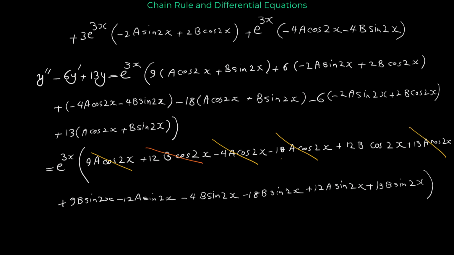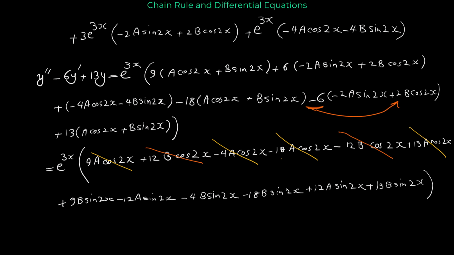12b cosine 2x, the other one should be probably negative 12b. Yes, this should be negative. Attention, if you multiply this negative 6 by 2b, we get negative. So this is negative. Here is negative. So these two cancel each other.